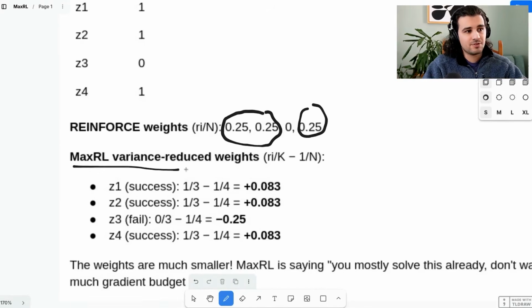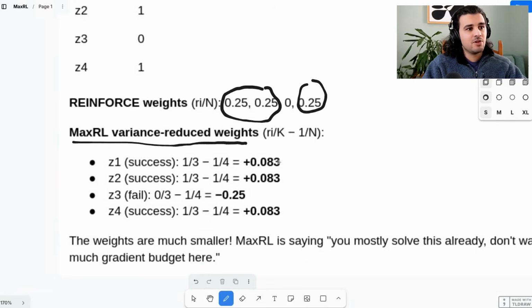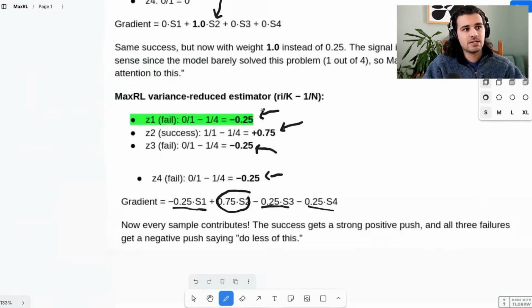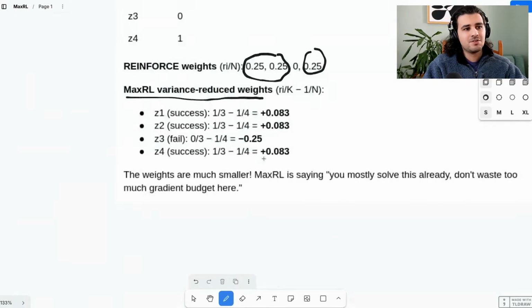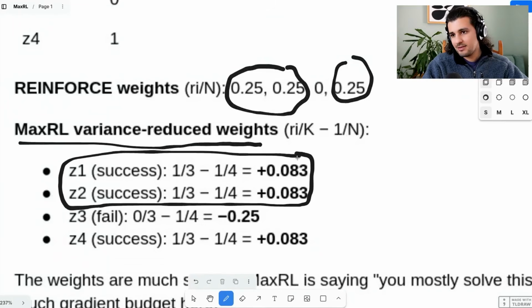With MaxRL, with variance reduction, right? You're going to do the reward divided by 3 minus 1 divided by n. But look at what's happening with the success one, right? Before, the success was absolutely huge. It was 0.75. Now the success almost doesn't matter. It's like, yeah, it's already working, right? What should we change? Anything? It's already working here.